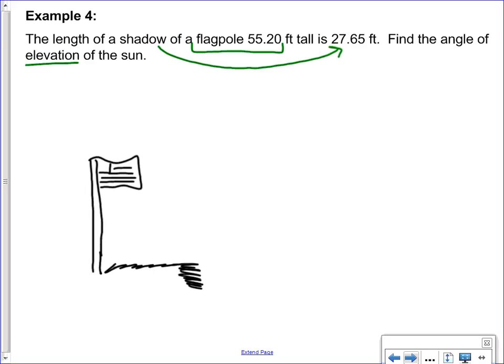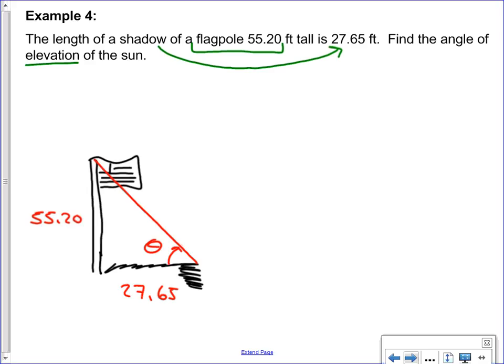So the flagpole is 5.20. The shadow is 27.65. And we're looking for the angle of elevation. The angle of elevation needs to go from the bottom looking up. So that's the angle that we're looking for. Call that theta.